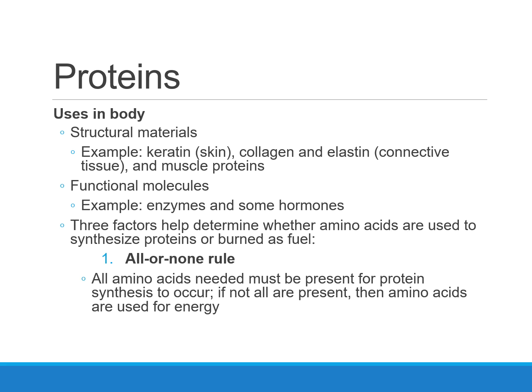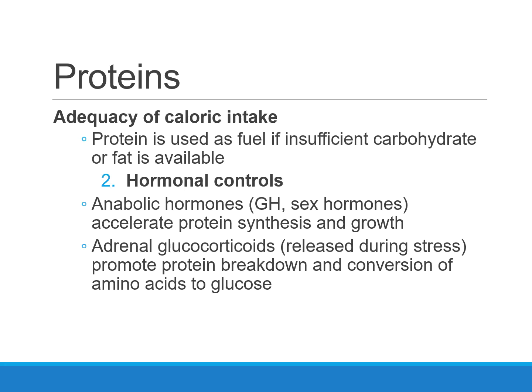Again, back to that all or none rule. All of the amino acids have to be present for protein synthesis to occur. If even one is missing, then that particular amino acid is going to be used for fuel. So it's not going to be used to build something. Well, if you go a long enough period without that one and you need that one, you're not going to be building anything. So you've got to make sure you have all of your amino acids.